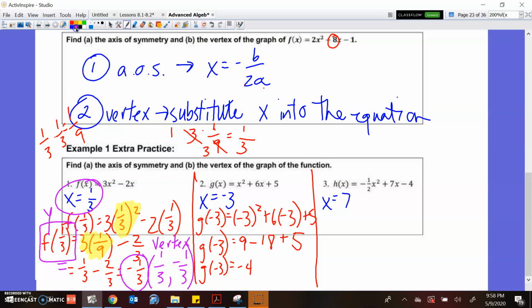So my vertex for this problem is going to be the x coordinate we already found, negative 3, and the new y coordinate, even though they write it as g of negative 3, my y coordinate of negative 4. Okay, so I'm going to show you that on Desmos right now, okay?